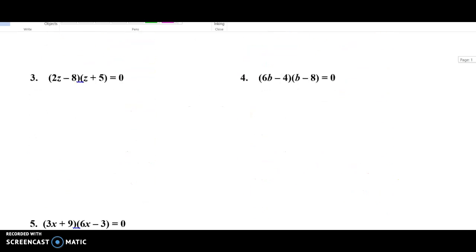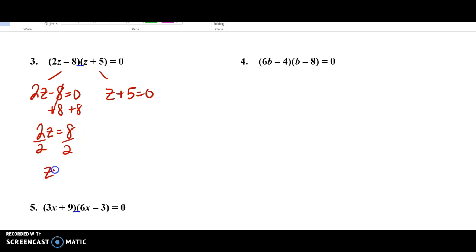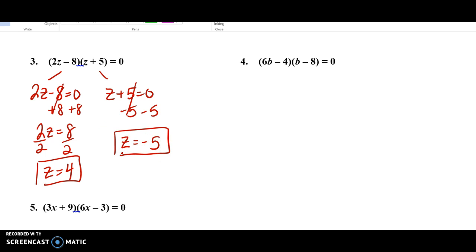Okay, scrolling for our next one. 2z minus 8 is 0, and z plus 5 is 0. So if we're going to solve for z, the first thing we have to do is add 8 to both sides. It'll give us 2z equals 8, and we divide both sides by 2, and z is equal to 4. In the other equation, we simply subtract 5 from each side, and we get z is equal to negative 5.